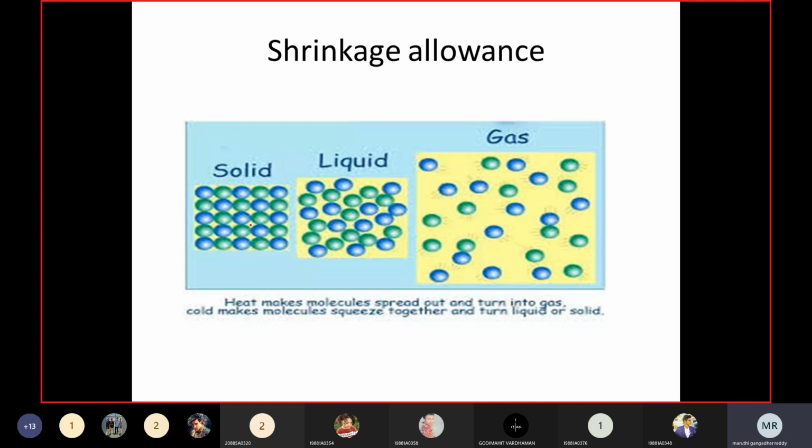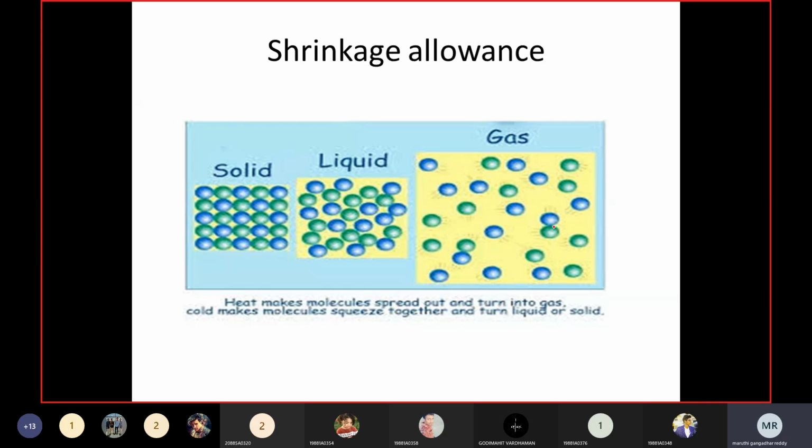Here you can observe the spacing will get minimized. Here the heat will make the molecules spread out, and in turn, if it gets cooled, it will make the molecules get squeezed together, and then it will be turned into liquid or solid.